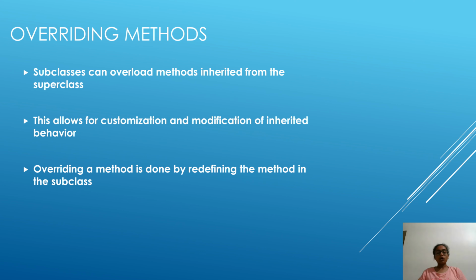Now let's talk about overriding methods. Subclasses can override methods inherited from the superclass. This allows customization and modification of inherited behavior. Overriding a method is done by redefining the method in the subclass.